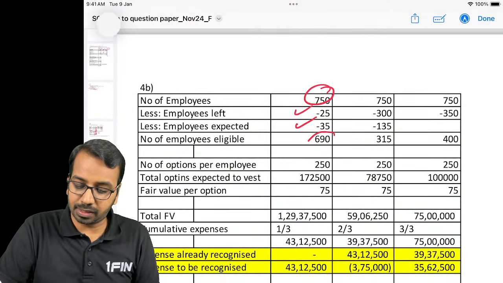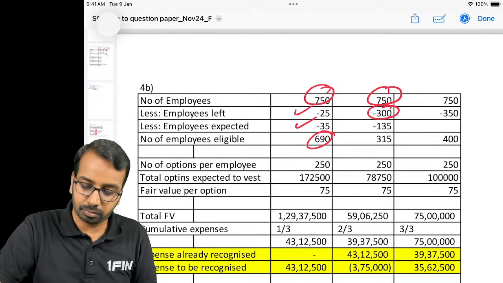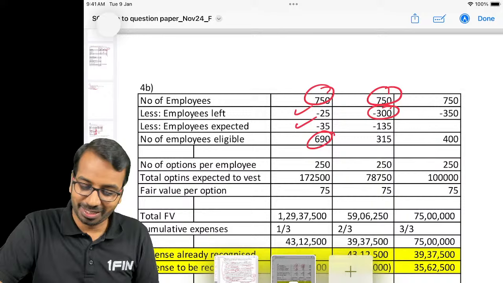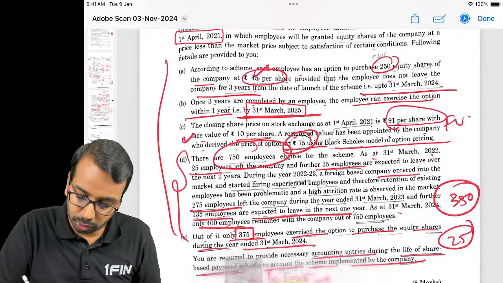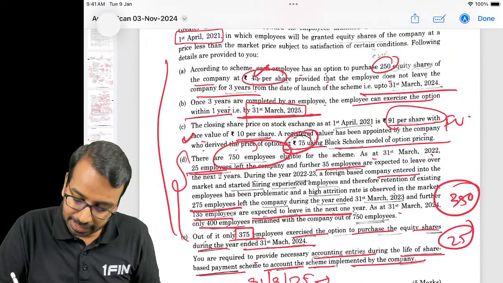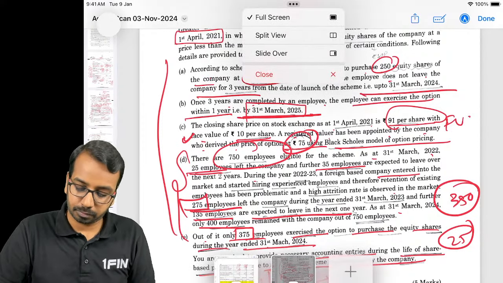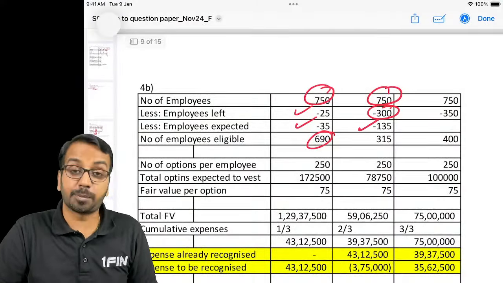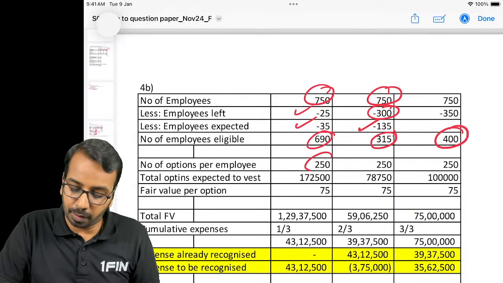750, 25 minus 35, 690. 750, 300 left. 300 only, no? I hope I have taken the correct number. So 25 left and 275 here. So that is 300. Okay. 300 left, 135 expected to leave. This brings down to 315. Last year only 400 remain. Okay, number of options 250.